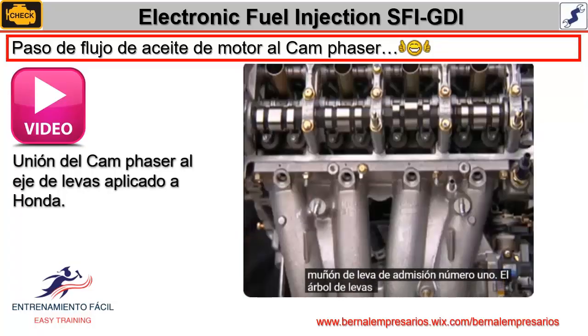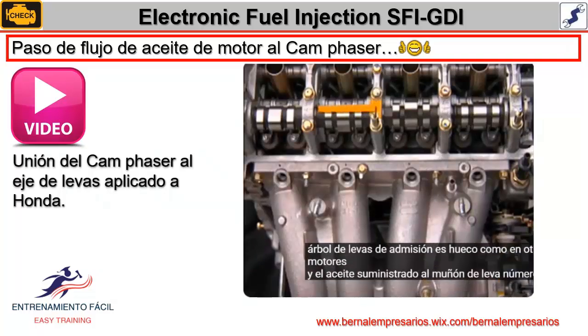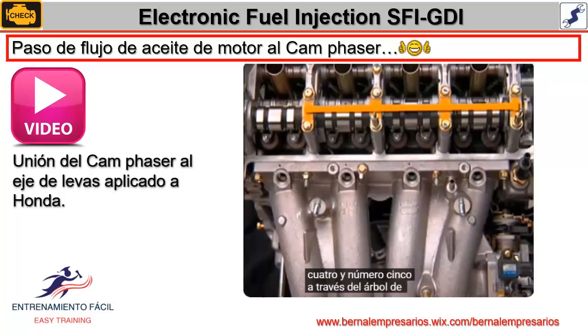The intake camshaft is hollow as on other engines, and oil supplied to the number 3 cam journal also lubricates number 2, number 4, and number 5 journals through the camshaft. But since the oil that controls the VTC actuator is routed through the number 1 journal, the two systems require separate camshaft passages.